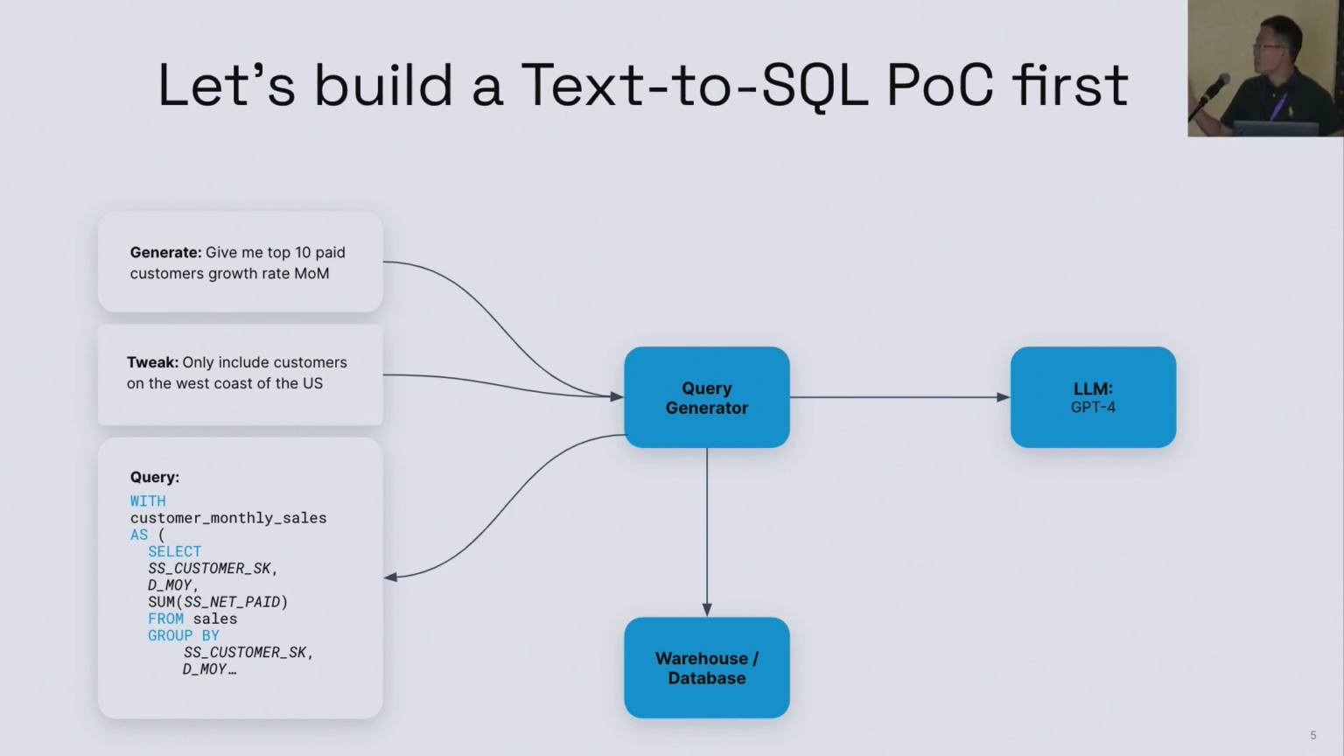The system is actually pretty simple if you just want to build a POC. You start with a query generator, and the query generator touches your data warehouse, whether it's Snowflake, Databricks or whatever database system, and takes the table and schema information, dumps it into a prompt, and sends this prompt to a large language model like GPT-4. With this, you can generate some basic queries. You can probably build this within a day or two.